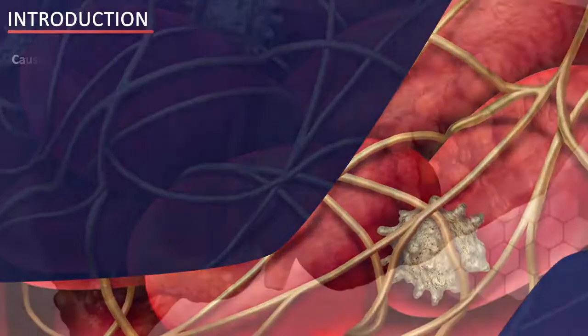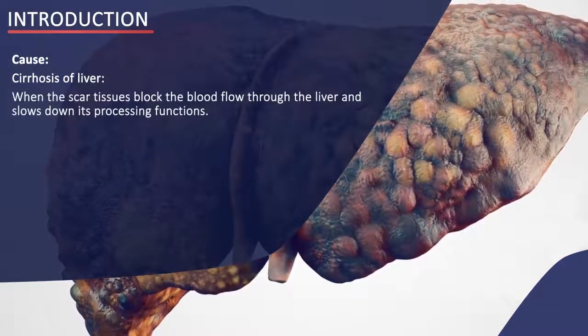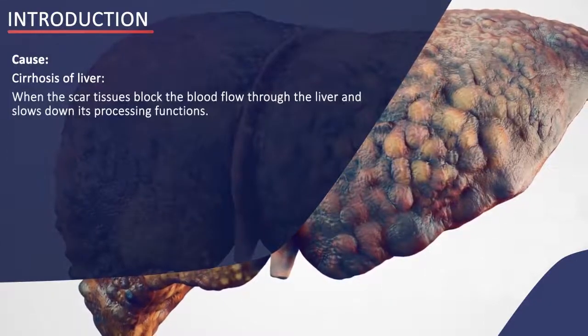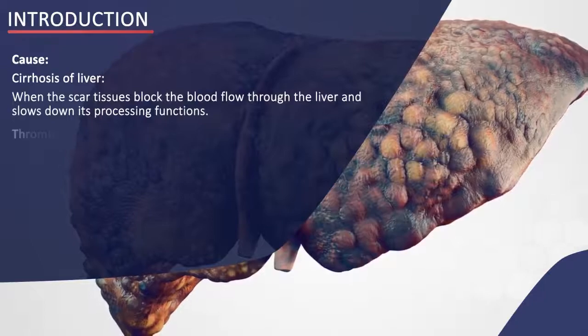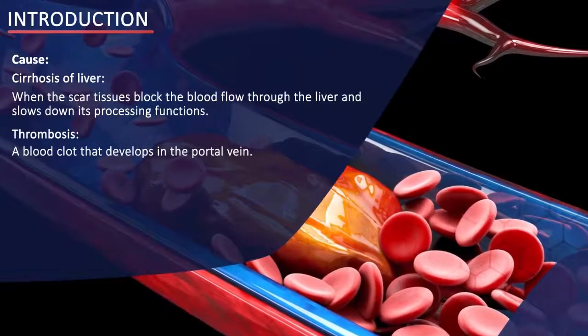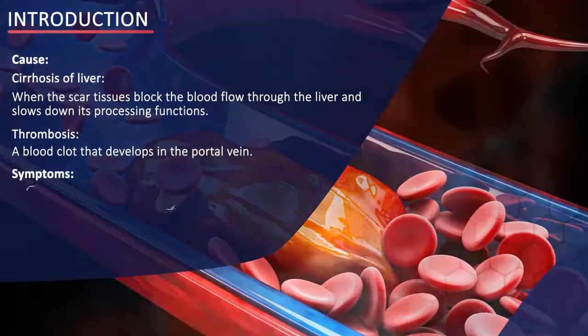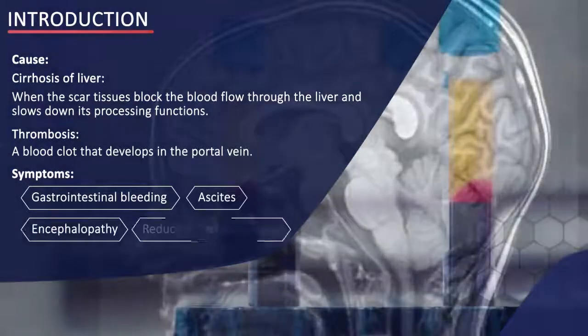Portal hypertension is caused by cirrhosis of the liver. Cirrhosis occurs when the scar tissues block the blood flow through the liver and slow down its processing functions. However, it may also be caused by thrombosis, a blood clot that develops in the portal vein. The onset of portal hypertension may include symptoms such as gastrointestinal bleeding, ascites, encephalopathy, and reduced level of platelets.